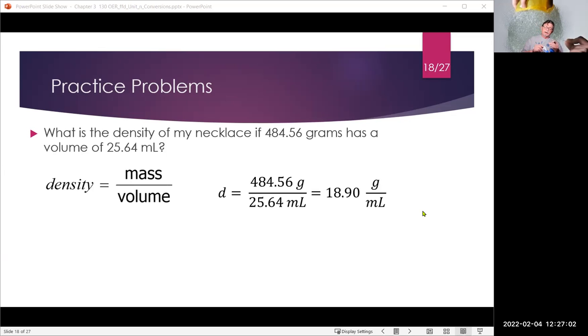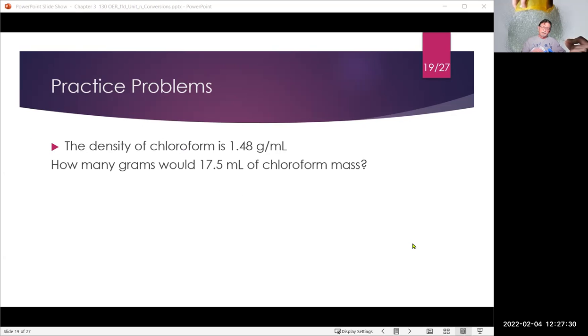So you think about that for density. That means that if I had 1 milliliter of that necklace, guess what? It has a weight of 18.90 grams. And if I have 25.64 milliliters of that necklace, I have 484.56 grams. That's how much it weighs. All right, so now we go back to the chloroform.